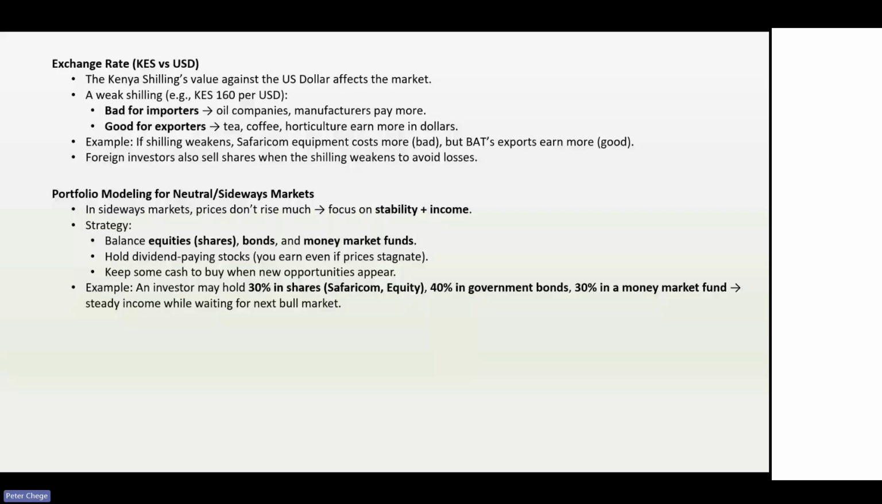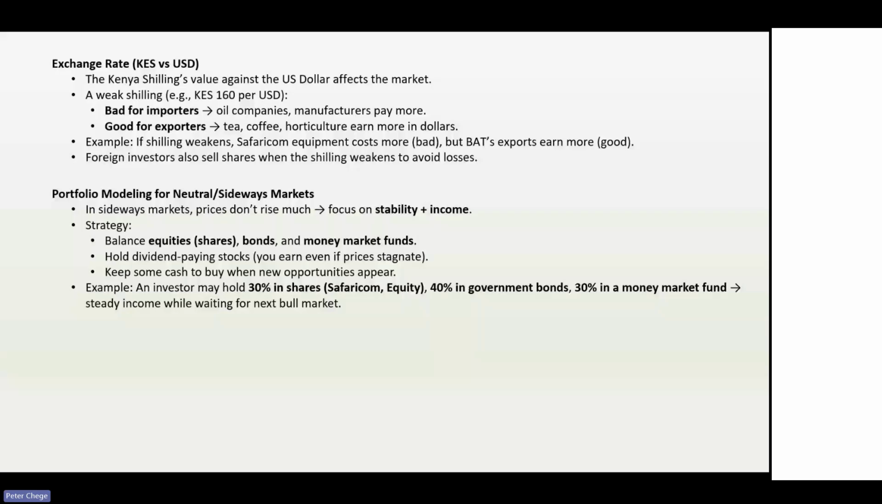This time you'll also see foreign investors wanting to exit the market. At that time they are selling to avoid making losses. Again, they push prices down. It is your opportunity now to buy low. When they come back, remember they push the market up. You sell back to them at a higher price.